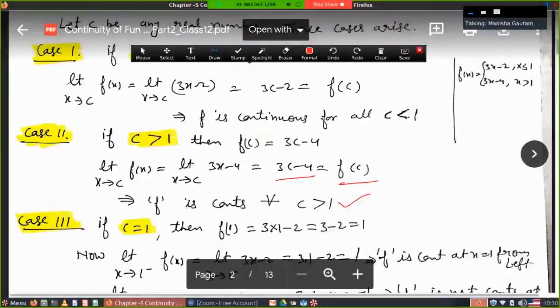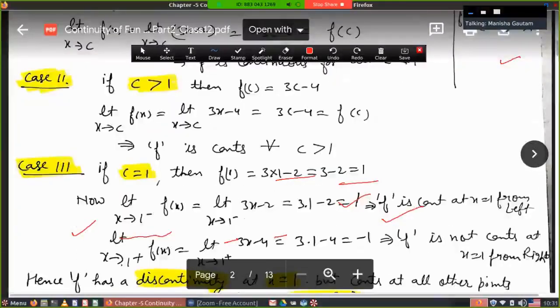Now the third case is if C is equal to 1. This is the case which we discussed in the previous lecture. At a point, it means C is equal to 1, so you have to check the continuity of the function at 1. At 1, the function is 3x minus 2; put x equal to 1 and you get 1. It means f(1) will be equal to 1. Now check what the left limit and the right limit are.